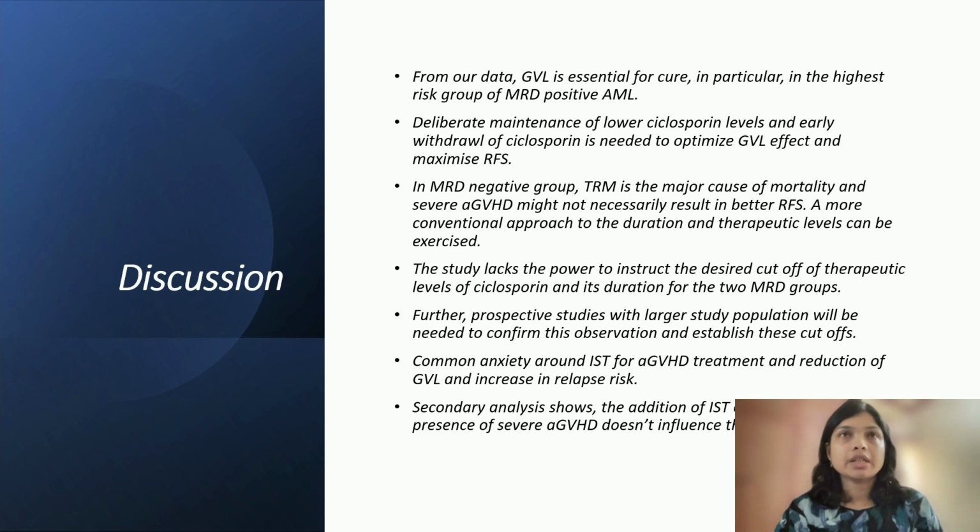In MRD negative group, however, we observed that TRM might be the major cause of mortality and severe acute GVHD might not necessarily result in better reduced relapse risk. In these cases, a more conventional approach to the duration and the therapeutic levels can be exercised.